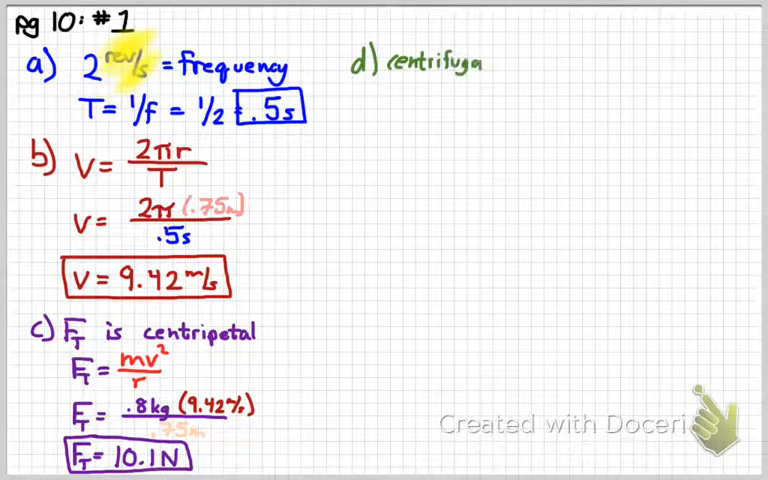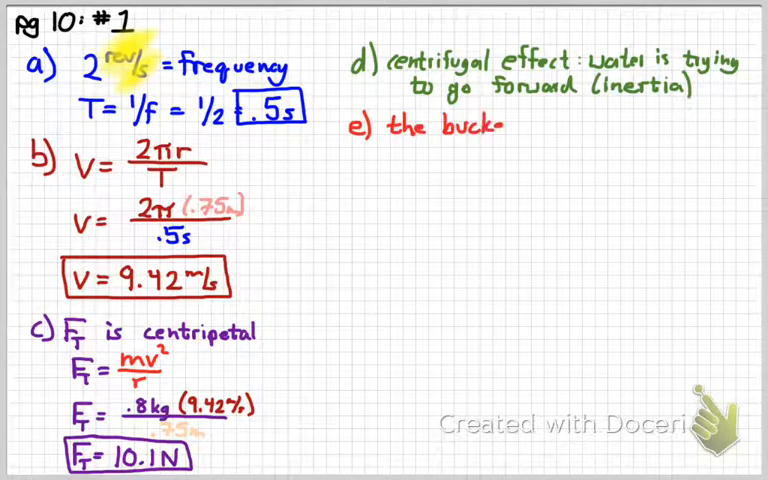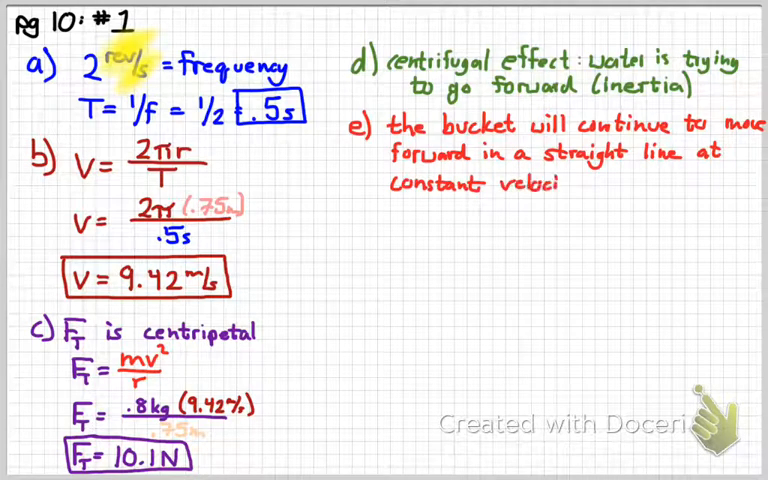Part D, simply talking about the centrifugal effect. That means that the bucket just wants to keep on going the same direction it was moving before. We call that idea inertia. Part E, if the bucket's string is cut, it's just going to keep moving in a straight line at a constant velocity. Again, that's that inertia idea. So same basic idea as your answer to part D.